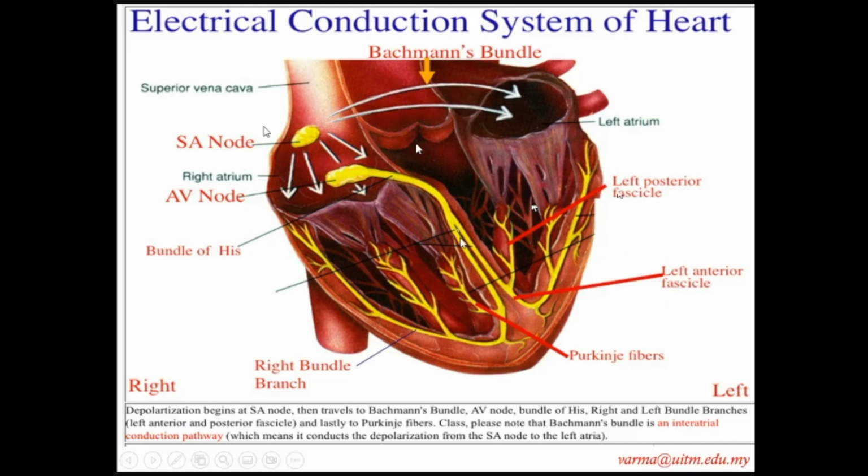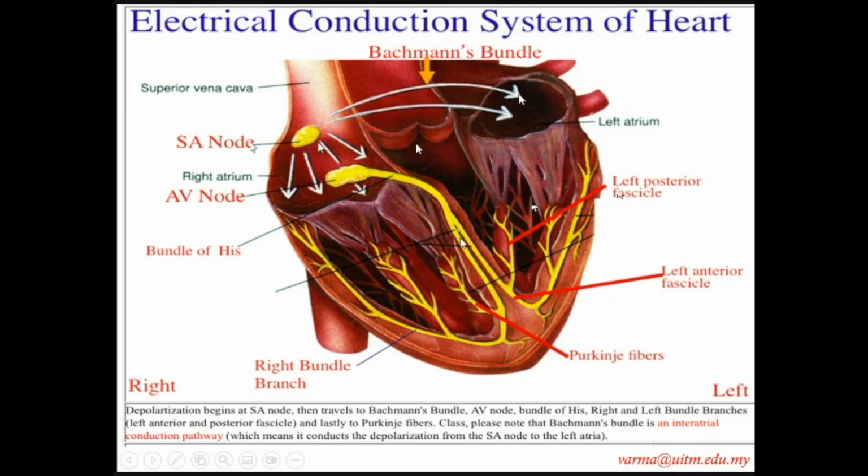The depolarization starts at the SA node. It means the SA node will fire first. Then the impulse will travel through the Bachmann bundle, this bundle, a bundle that continues between the two atria. At the same time, it goes to the AV node. So the SA node fires, the impulse goes through the Bachmann bundle to the opposite side of the heart, from right to left side, and also to the same side of the heart, where it reaches the AV node.